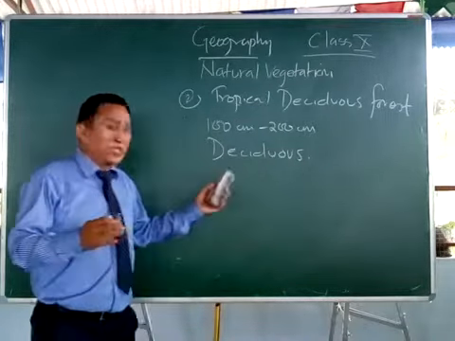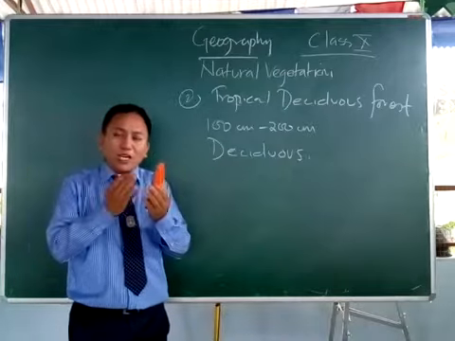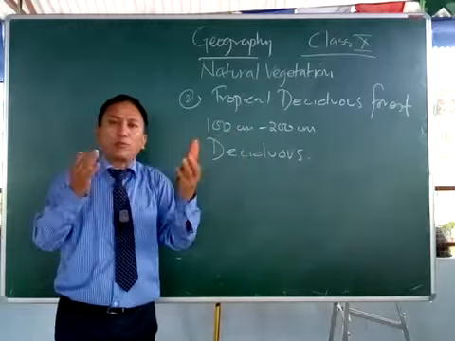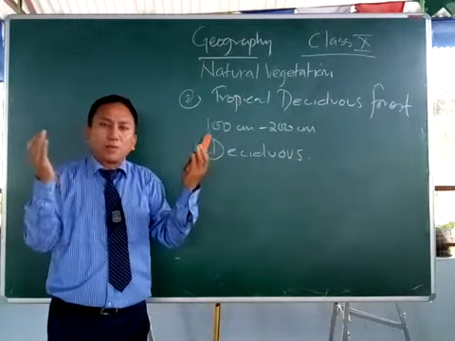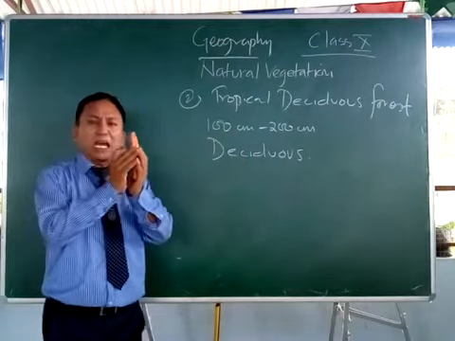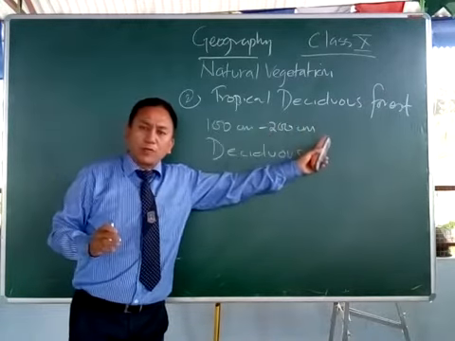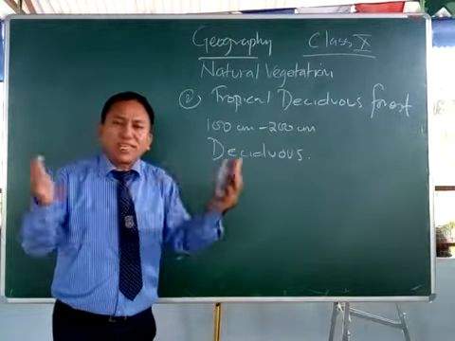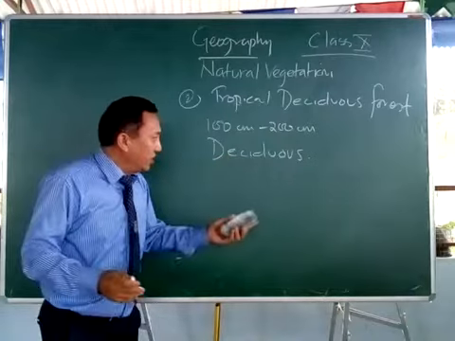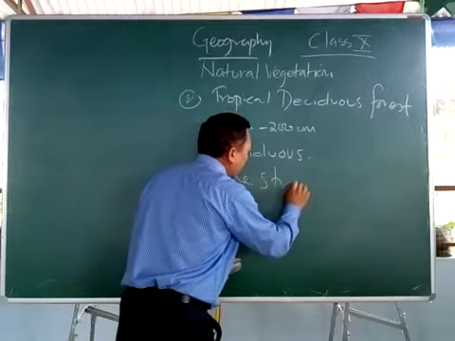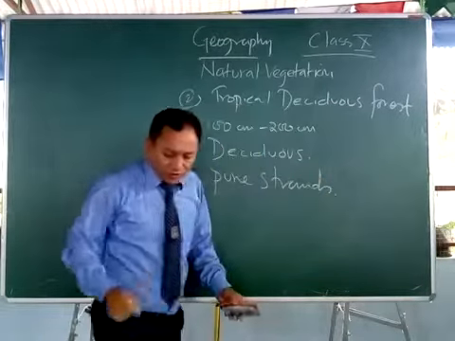And moreover, the trees are not very closely packed in the deciduous forest. They are slightly away from each other compared to the evergreen forest, where it's very dense and tightly packed. But in the tropical deciduous forest, the trees are slightly away from each other, and moreover, they are found in pure strands.